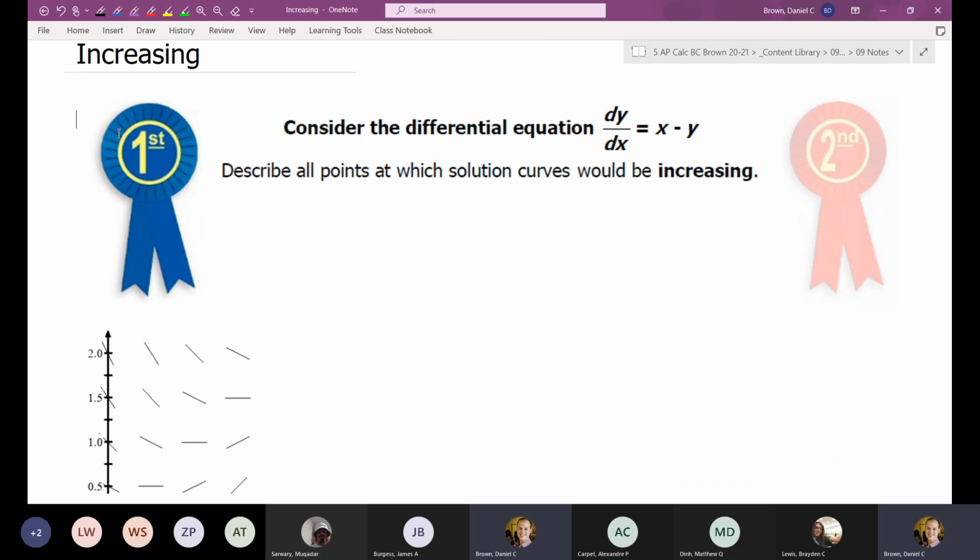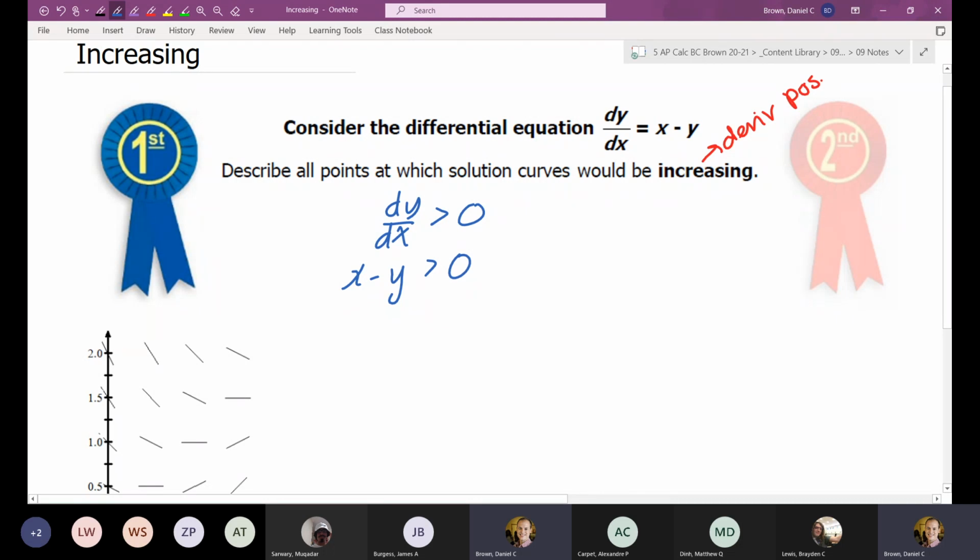The derivative is greater than 0. So if it's increasing, we know the derivative has to be positive, or greater than 0. Well, what is the derivative? dy/dx, they gave it to us. So really, what are we going to try to show? We want to find all the places where the derivative is greater than 0. That's what increasing would mean. What is the derivative? The derivative is x minus y, which is greater than 0.